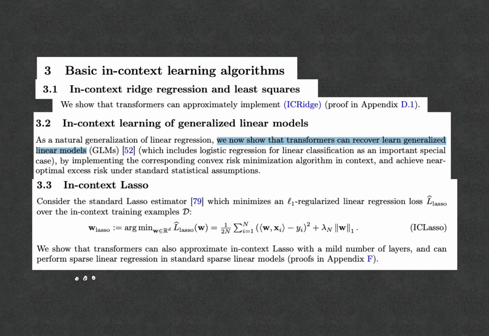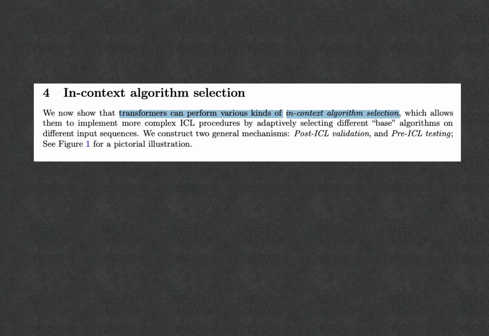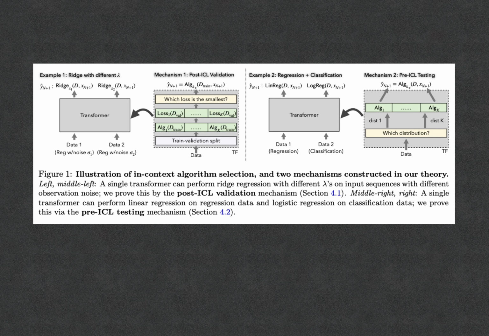In section 3, they show that transformers can learn a lot of basic building blocks of machine learning in the in-context setup. And in section 4, they discuss that transformers can perform these types of in-context algorithm selection. They design and follow the protocols of post-ICL validation and pre-ICL testing and show that transformers can follow these types of mechanisms and learn to do this algorithm selection in the in-context learning setup.